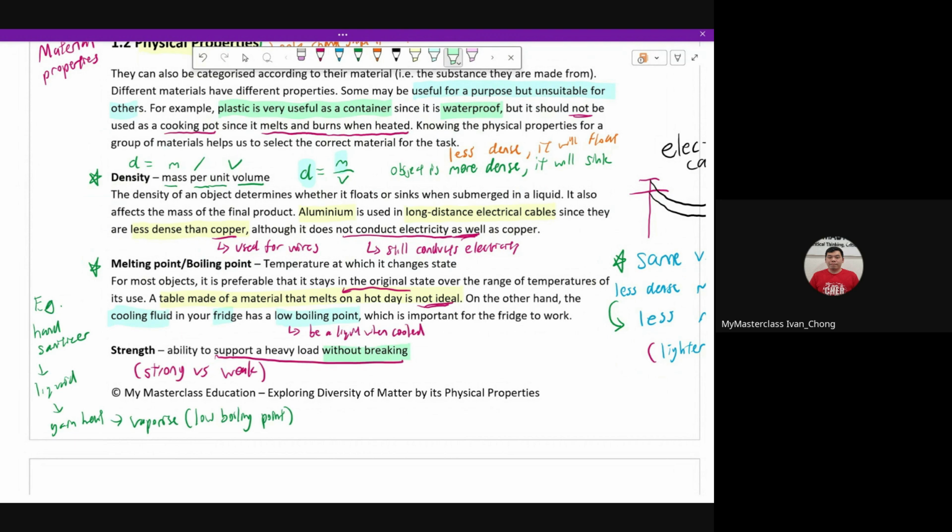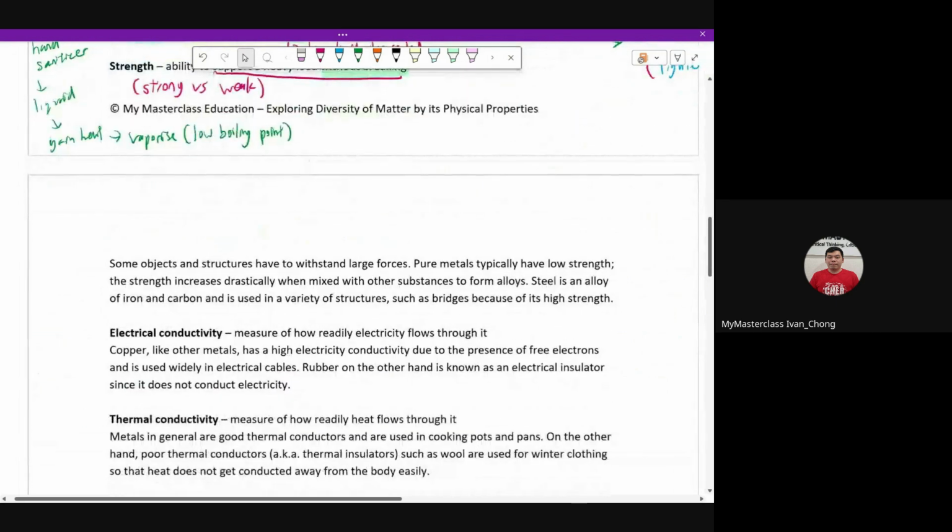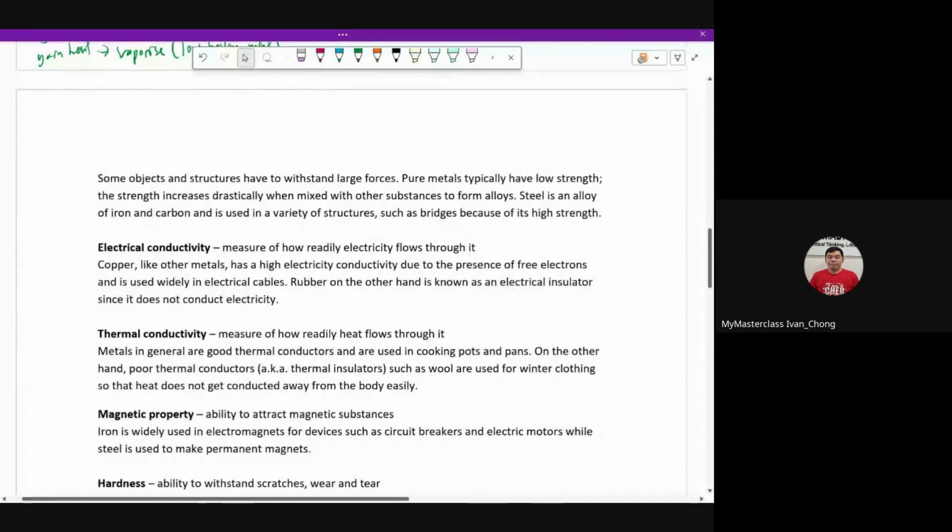Because if you, let's say, use a styrofoam box, the styrofoam box will just break straight away because it's very, very weak compared to iron or even solid wood. Those will be stronger than your styrofoam itself. Okay. So just need to be careful. Let's move on to your next page.